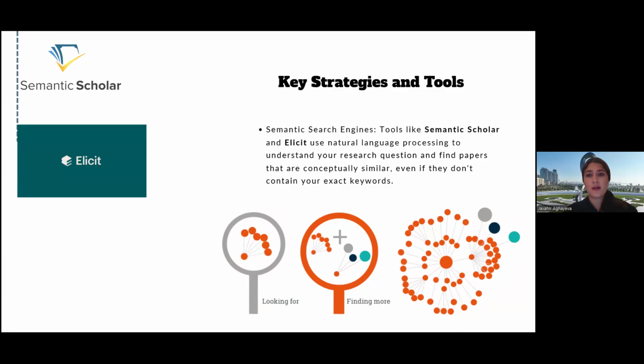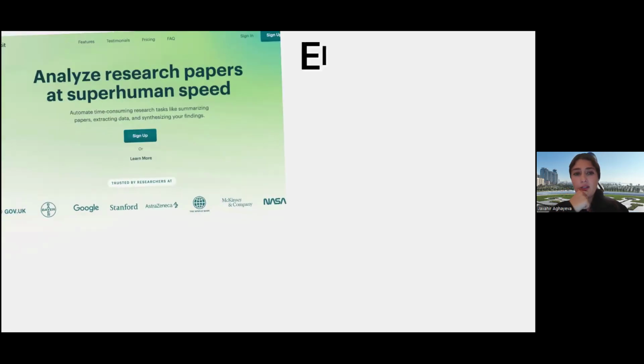Here, I talked about the key strategies, and the first tool is Semantic Scholar and LSE. This is one we use for natural language processing to understand our research question and find papers that are conceptually similar, even if they don't contain your exact keywords. And after finding more, we need to identify whether it is the correct way to apply my topic in today's digital era.